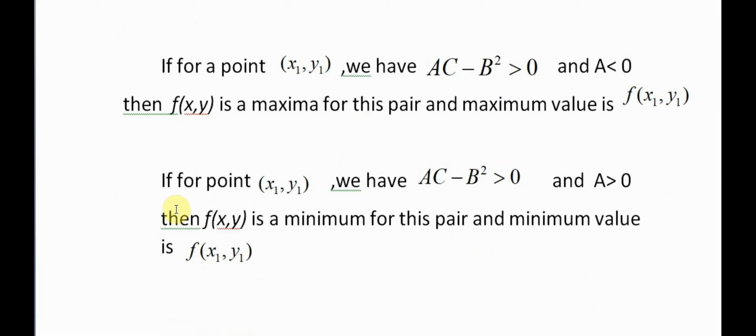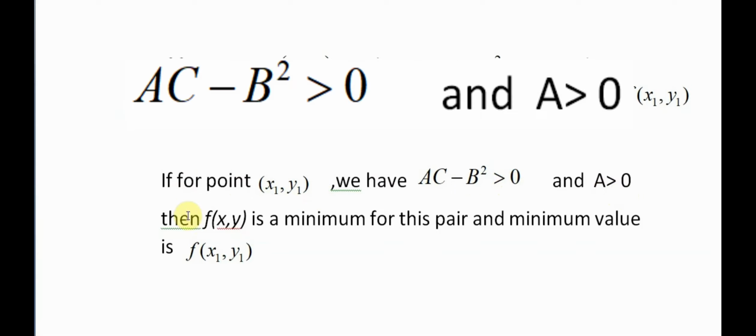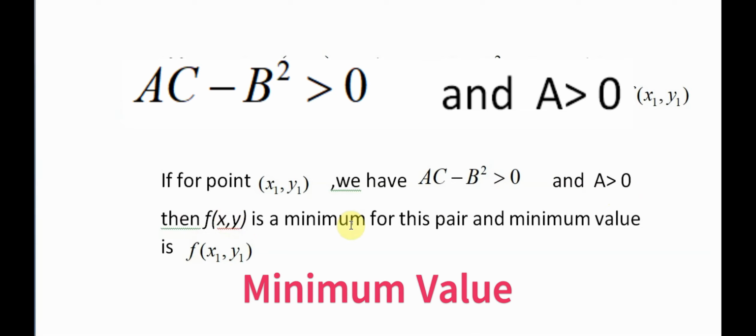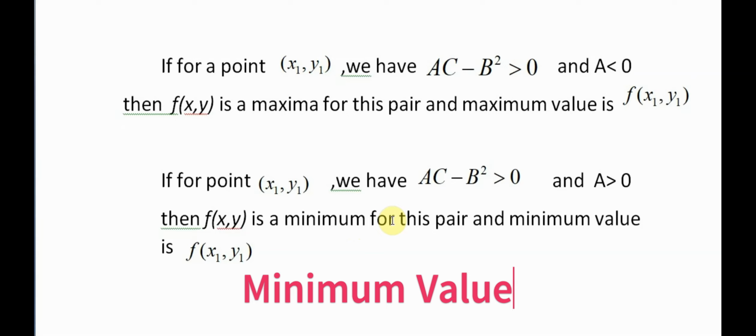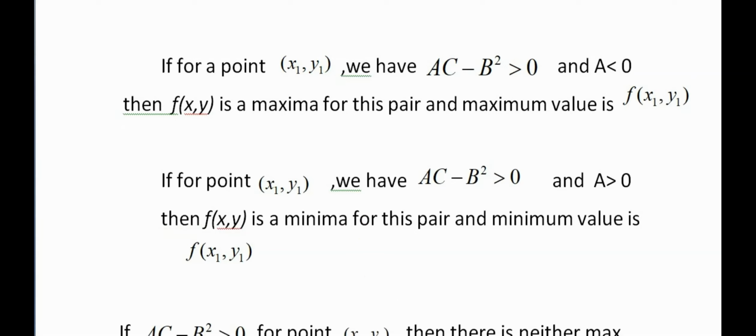In some cases, if for the point (x1, y1) we have ac minus b square greater than 0 and a is greater than 0, then in such cases f of x comma y has a minimum value, or we say minima, for this pair, and the minimum value we find using the function f of x1 y1.